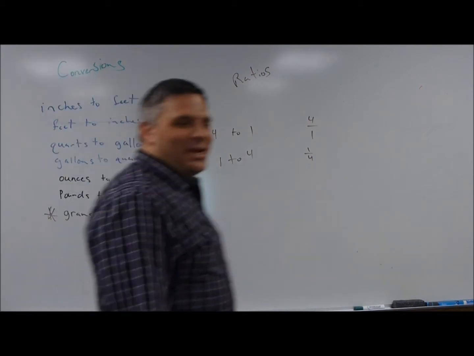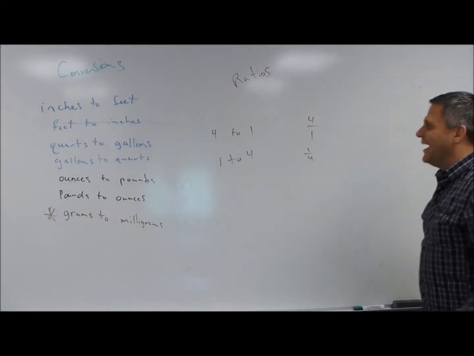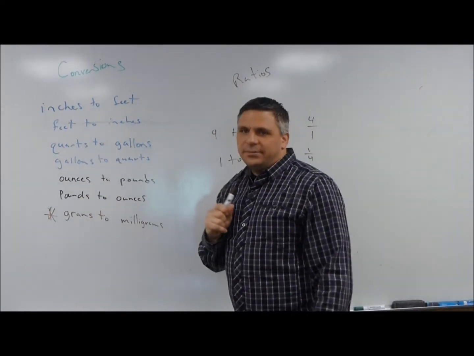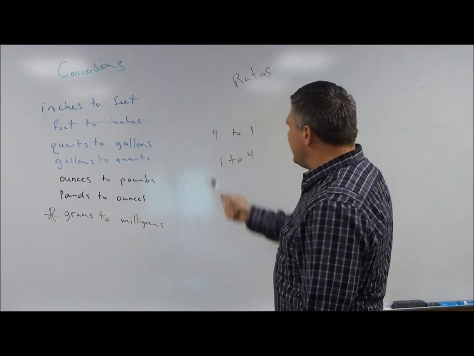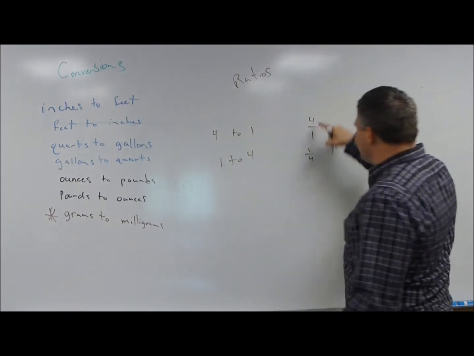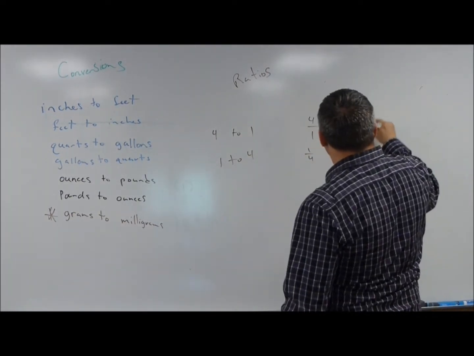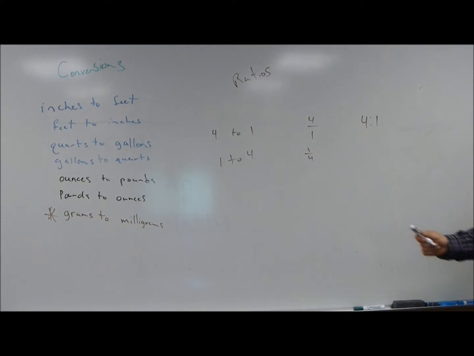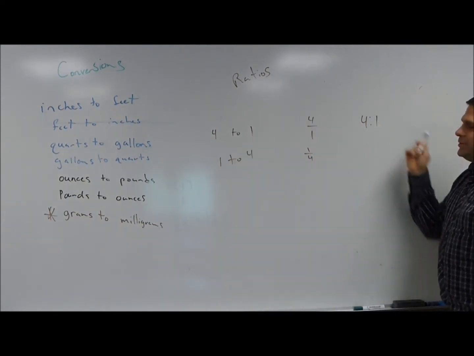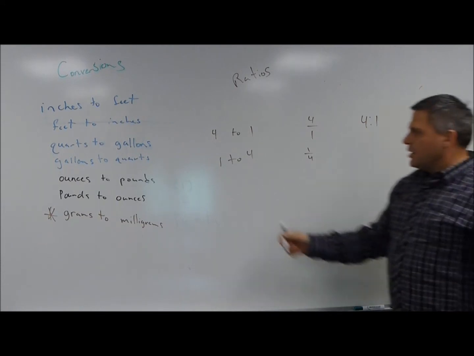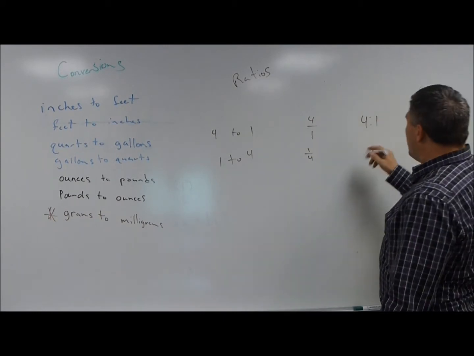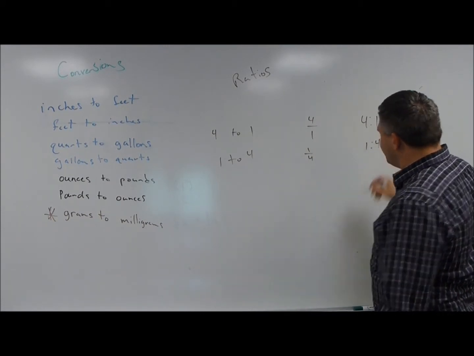All right. Ratios. Ratio, that sounds weird. So if I have 4 quarts to 1 gallon, I hear 4 to 1. 4 to 1 can be written like this. It can also be written like 4 to 1. So you have 4 to 1, or 4 over 1, or 4 to 1. And you can also have 1 to 4, 1 over 4, or 1 to 4.